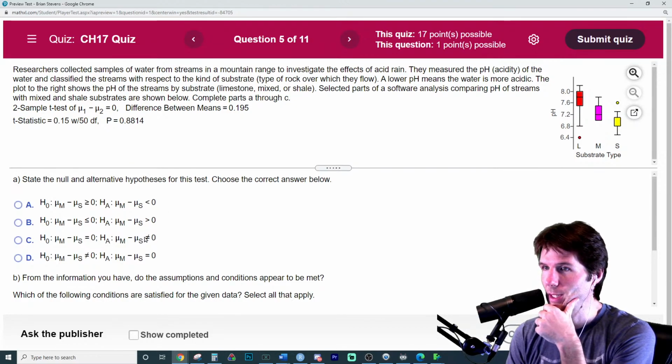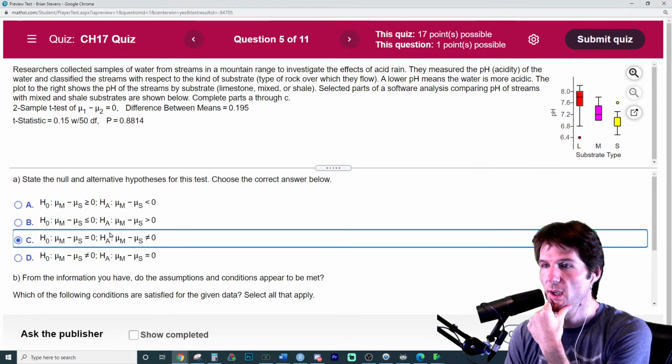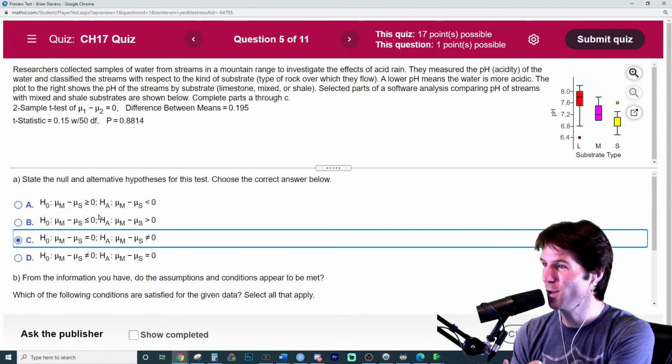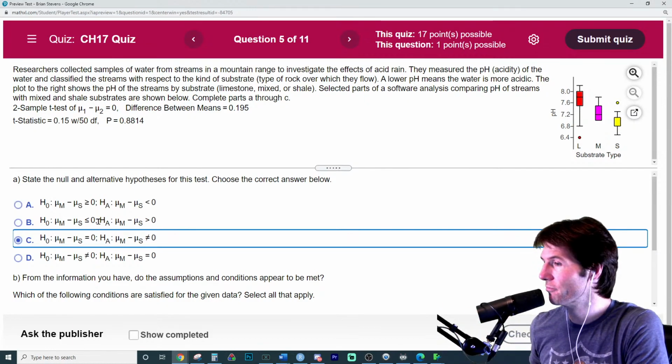Tiffany is saying the answer is going to be C right here. So I think we're testing to see if there is a difference. Yeah, well, it has to be C. You don't even have to really question it because the null has the equal sign. If you know the trick, the null has the equal sign, you got it.